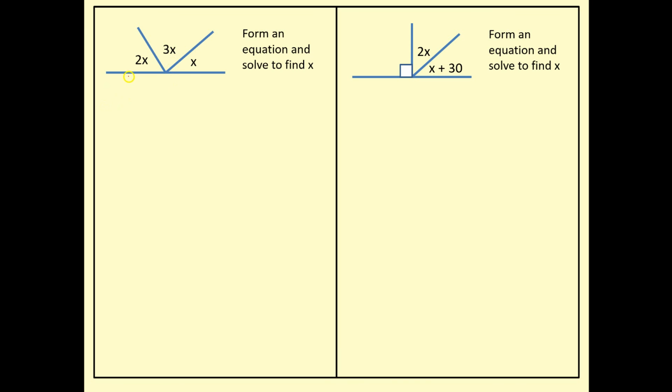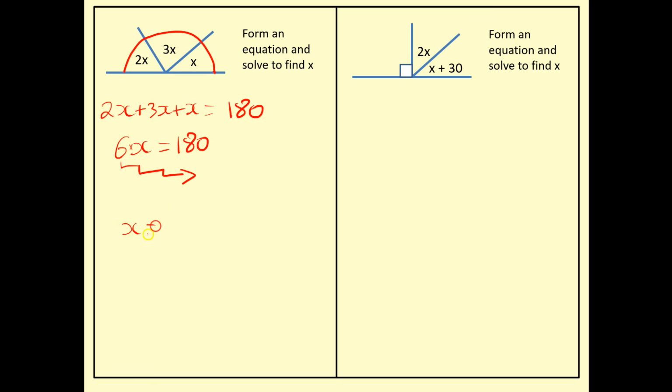Here are the answers. In my first example, I have angles on a straight line, which I know will add up to 180. So I have 2x plus 3x plus x equals 180. 2 plus 3 is 5, plus 1 is 6, so 6x equals 180. To get x on its own, I bring the 6 down. I'm multiplying by 6 on the left. To bring it down to the right, I divide. So x equals 180 divided by 6, which is 30 degrees.